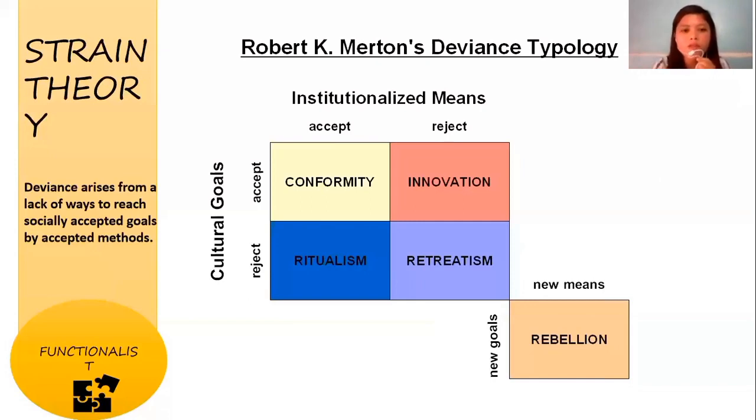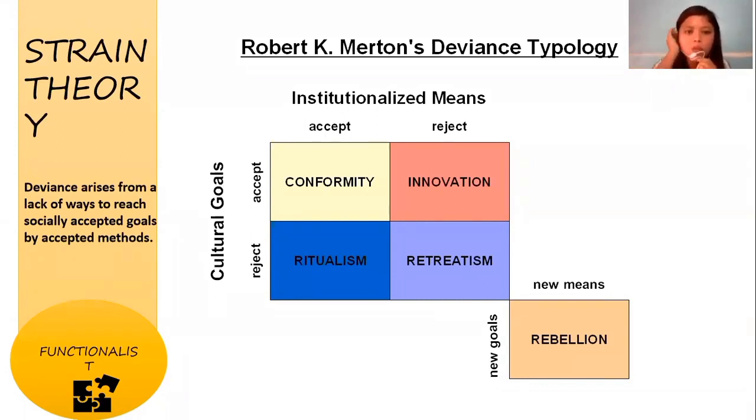Next we have innovation. Innovation accepts cultural goals but rejects institutionalized means. People here have the goal of economic success, but they do not use approved ways. So instead of studying hard or working hard, they tend to steal or cheat in order to achieve economic success.